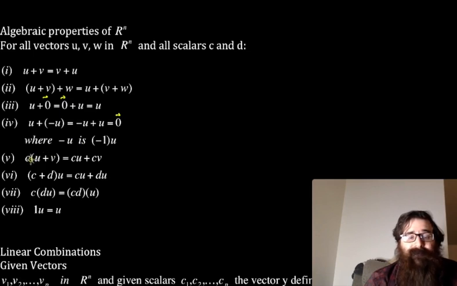Fifth, we have a left distributive law. So here I have the sum of vectors u plus v, and I have the scalar c in front, and I can distribute that in: c times vector u plus c times vector v.